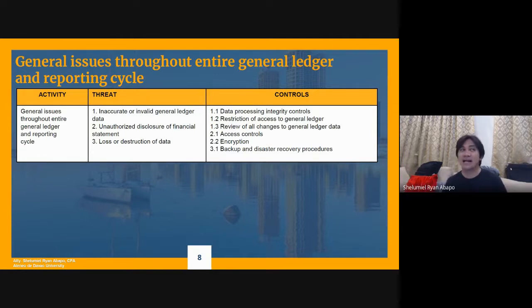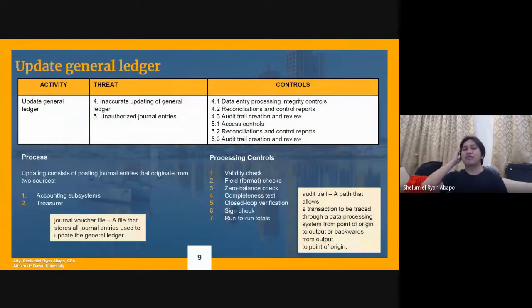Or if you get hit by a calamity, for example, at your main headquarters, the backup which is located in a separate location is safe and can be re-uploaded in your system, so that the processing by your employees continues even if your main headquarters or your business place has been hard hit by the calamity. Okay? So now let's proceed to the basic activities under the general ledger.